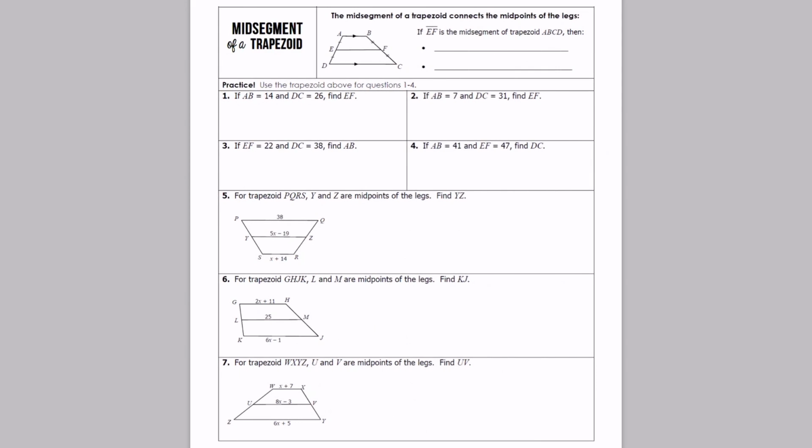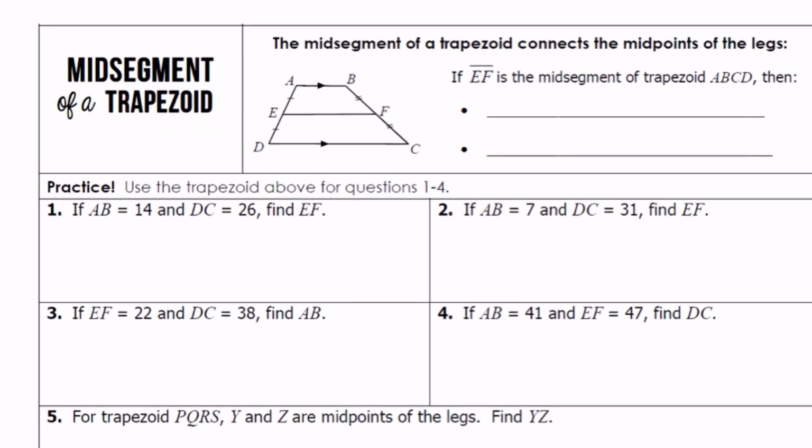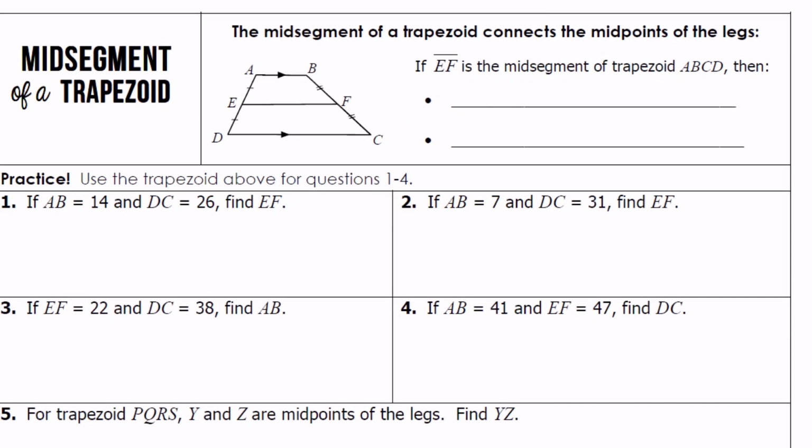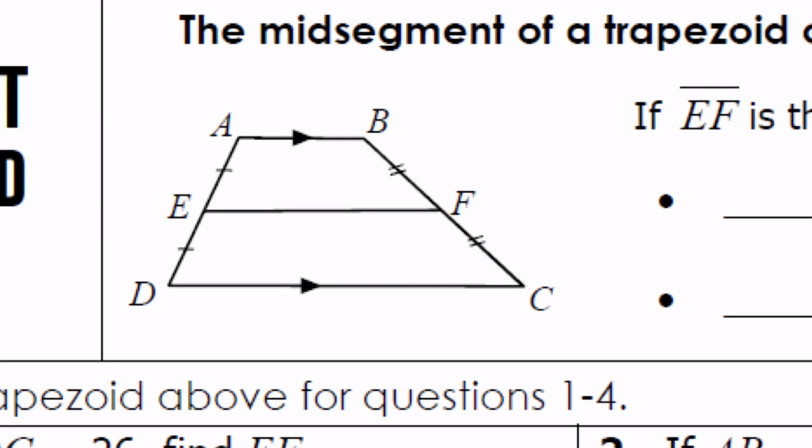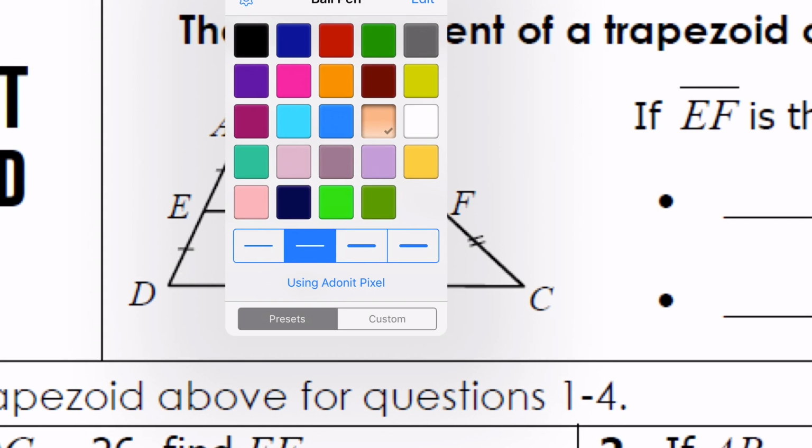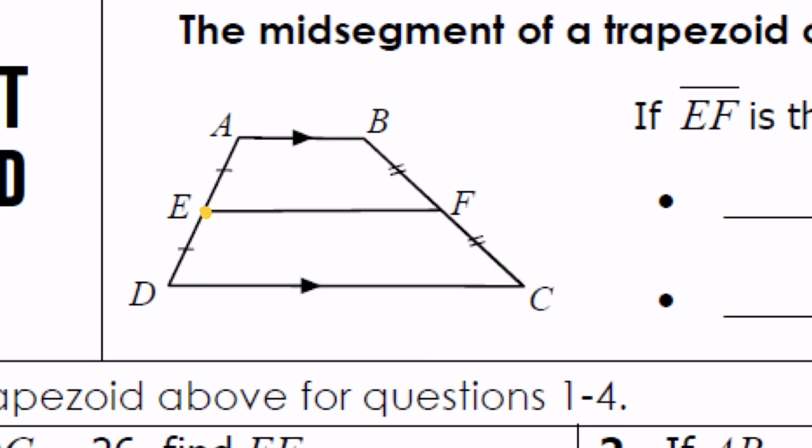Okay? Then we also have this kind of little extra part of trapezoids, and that's what we call the mid-segment of a trapezoid. So a mid-segment of a trapezoid connects the midpoints of the legs. So that's saying if E is the midpoint of AD and F is the midpoint of BC, then EF is what we call the mid-segment of this trapezoid.